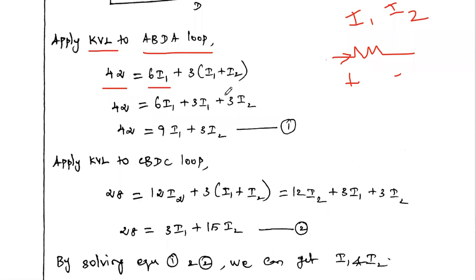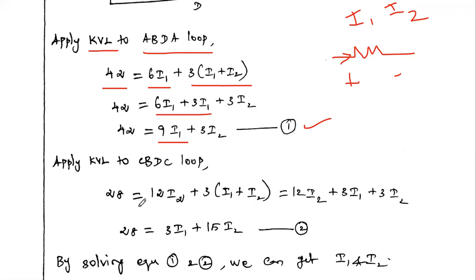Now you expand this: 3I1 plus 3I2. Then you collect the I1 terms separately and the I2 terms separately. So 6I1 plus 3I1 we can write as 9I1, then plus 3I2 equal to 42. Consider this equation number 1.